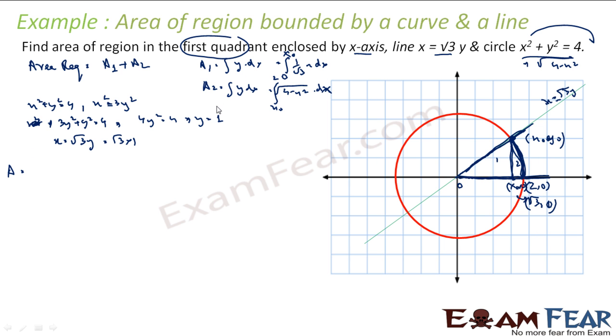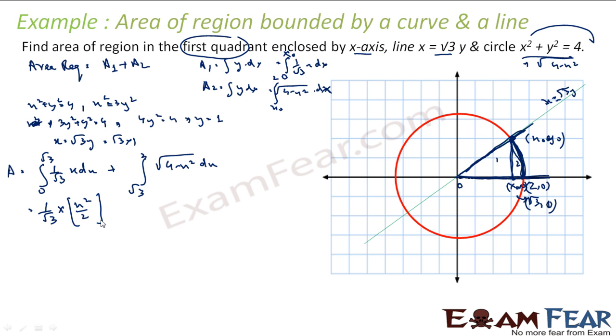So my area is nothing but a1 plus a2, correct? That is this guy plus this guy. So this guy is y1 dx, that is 1 by root 3 x dx from 0 to x naught, and a2 is root of 4 minus x square dx from x naught to 2. I have to just find the value of this. This is 1 by root 3, common outside because it's constant.